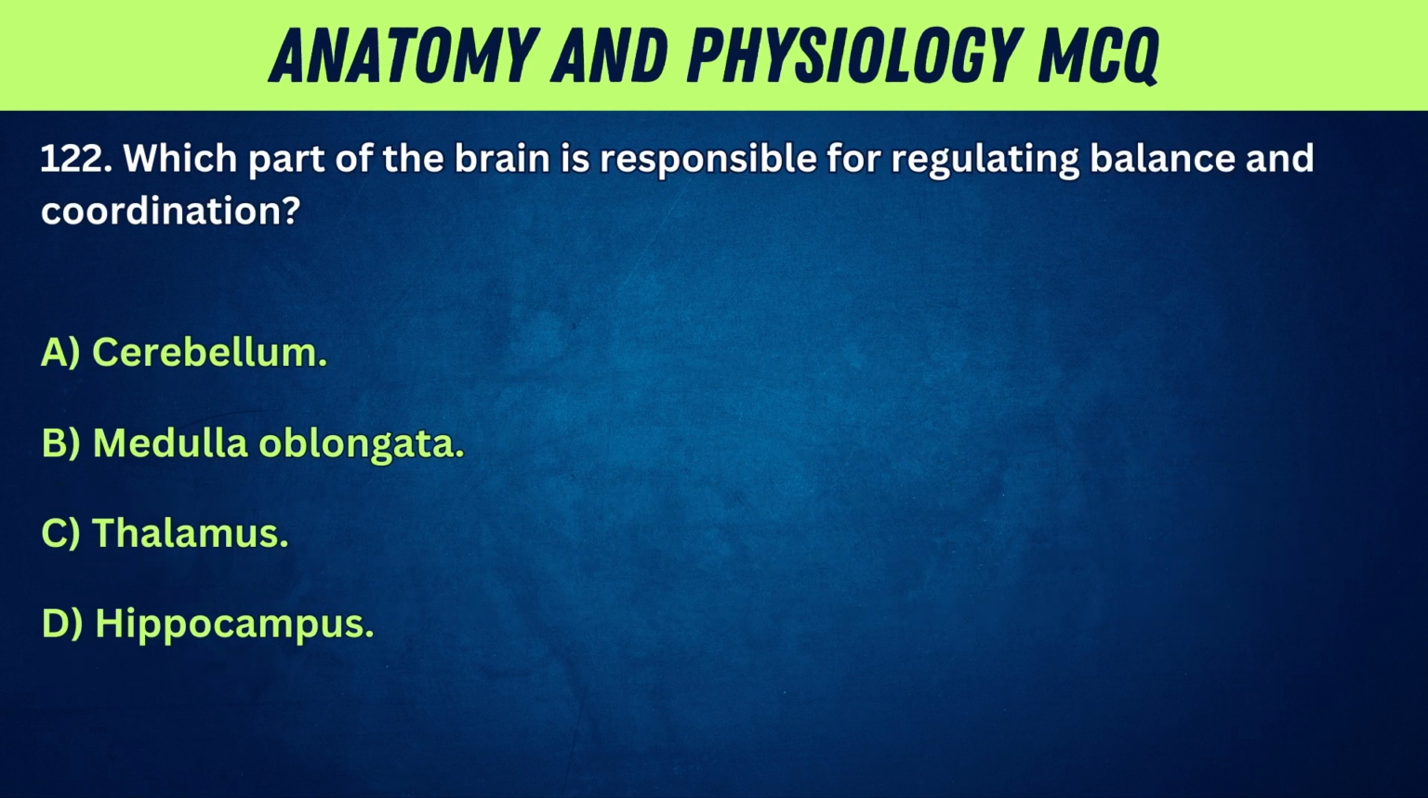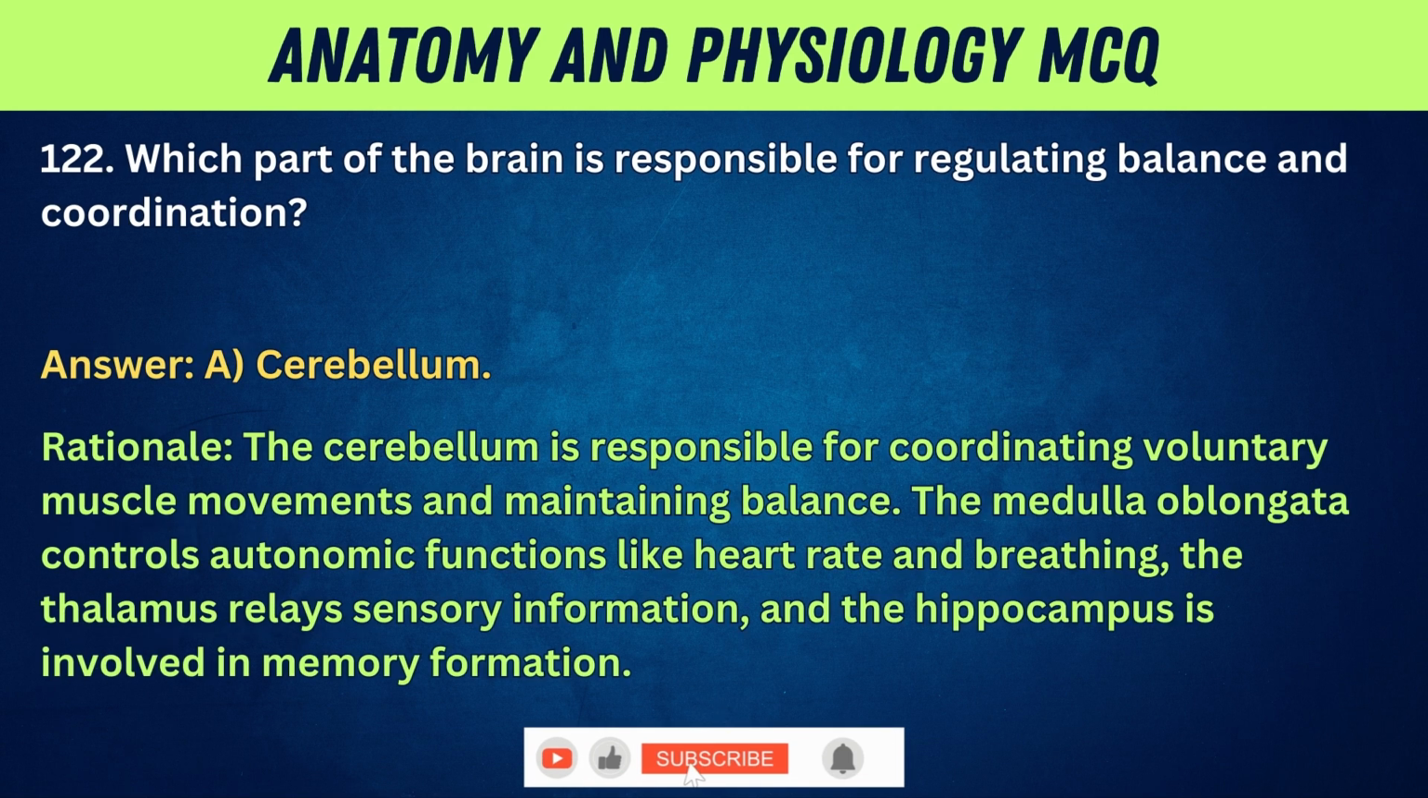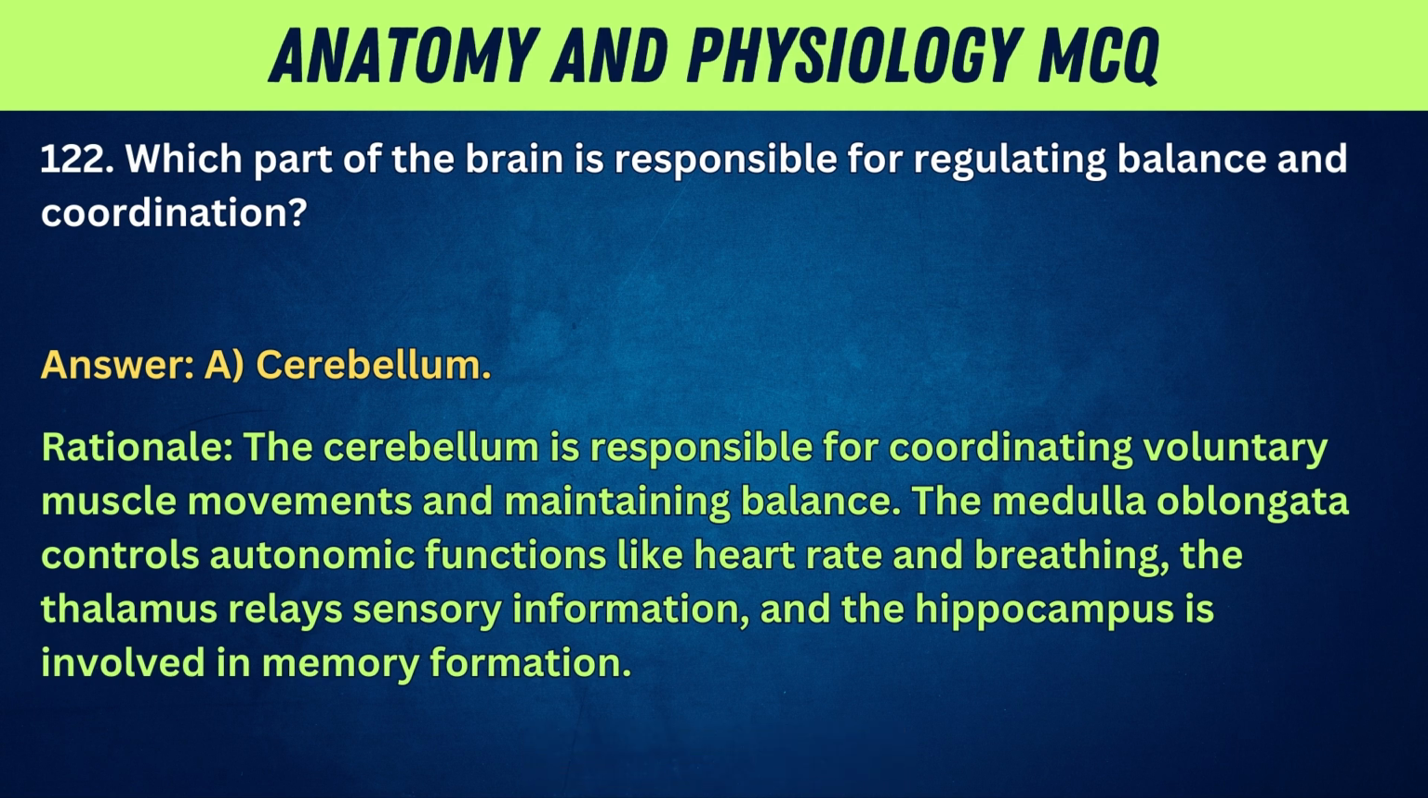122. Which part of the brain is responsible for regulating balance and coordination? A. Cerebellum. B. Medulla oblongata. C. Thalamus. D. Hippocampus. Answer: A. Cerebellum. Rationale: the cerebellum is responsible for coordinating voluntary muscle movements and maintaining balance. The medulla oblongata controls autonomic functions like heart rate and breathing. The thalamus relays sensory information, and the hippocampus is involved in memory formation.